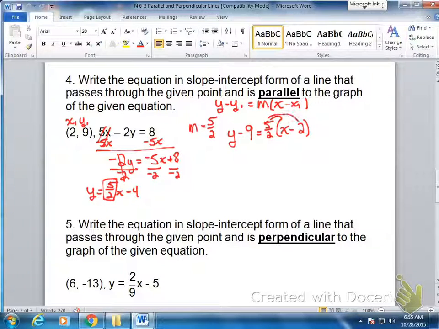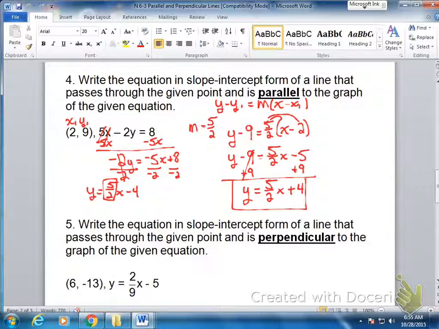Now that you have that filled in, there's two things we have to do. First, we need to distribute our slope over those parentheses. So I have y minus 9 equals 5 halves x, 5 halves times x, and 5 halves times 2. You can either use your calculator, you can do it longhand, should give you minus 5. Now, y is still not solved for, so the last thing I have to do is get rid of that negative 9, so I'm going to add it to both sides. That cancels those out there, leaves me y equals 5 halves x. Negative 5 plus 9 will give me plus 4.